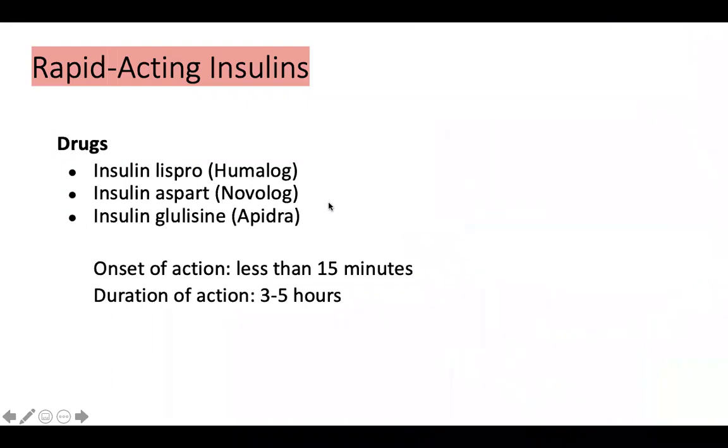Rapid acting insulin, we have these 3 here: Lispro, Aspart, and Glulisine. Their onset of action is typically less than 15 minutes, sometimes 10 minutes, so that's pretty quick. If you're going to give a patient an insulin that works that quickly, you need to know what their blood sugar is, and you need to have food available for them. These medications typically don't last very long, like 3 to 5 hours, 3 to 6 hours.